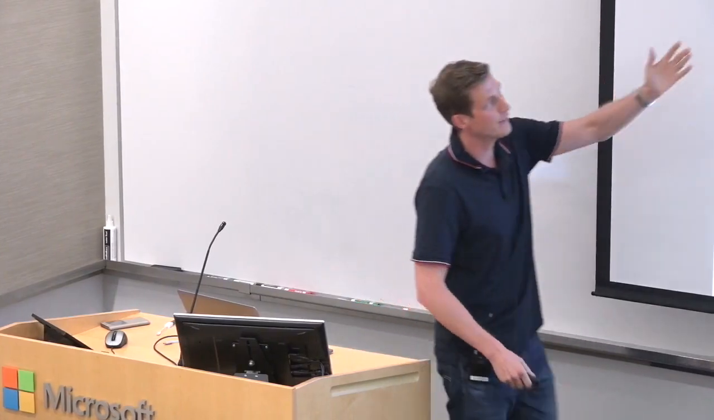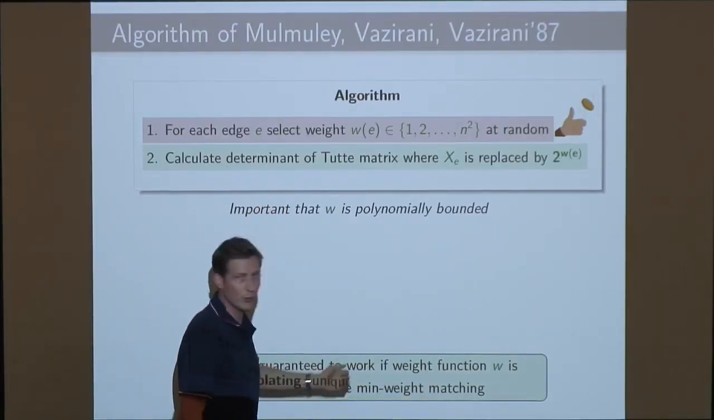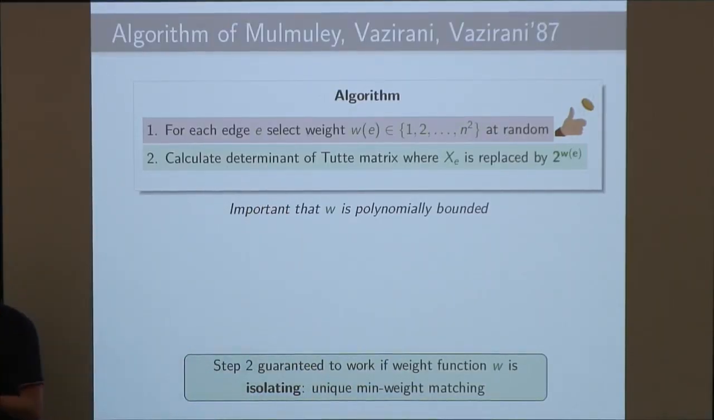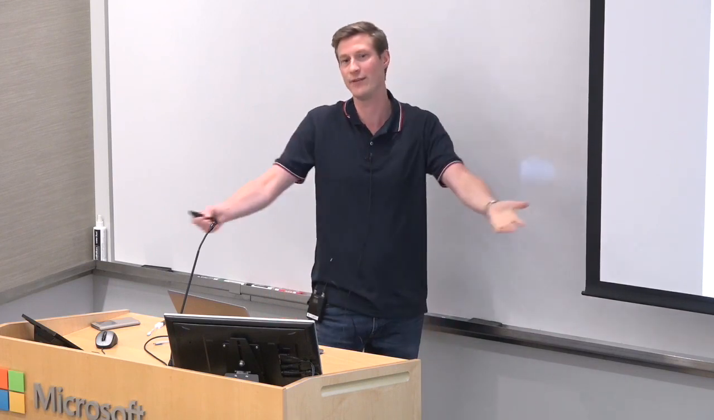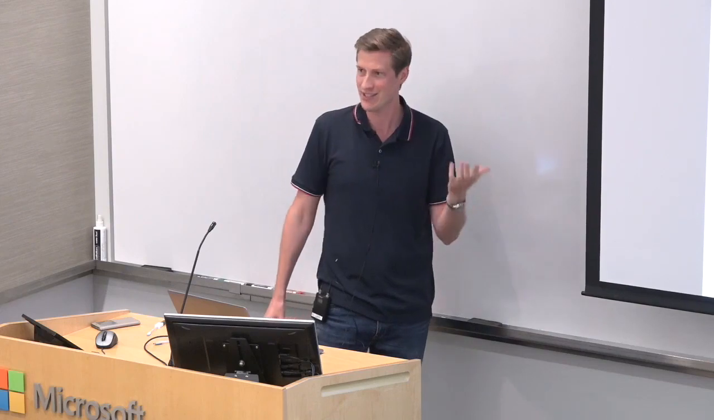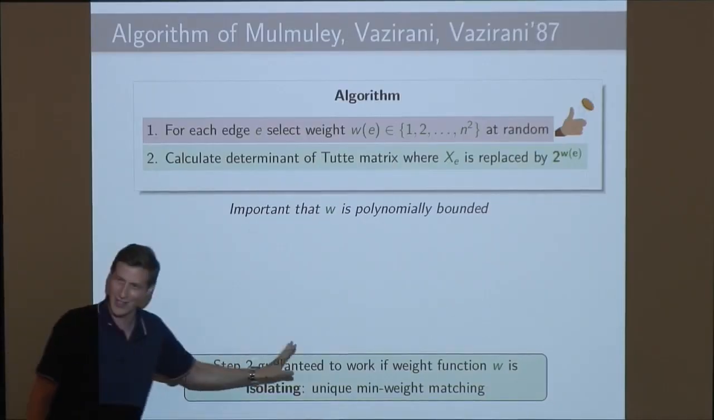I selected a weight function. I want the min weight perfect matching with respect to that weight function to be unique. There are no two perfect matchings that have the min weight. If I want to find a min weight perfect matching, it's a unique one. For example, if all the edge weights are 1, all the matchings have the same weight. That's not a good function if you want to isolate.